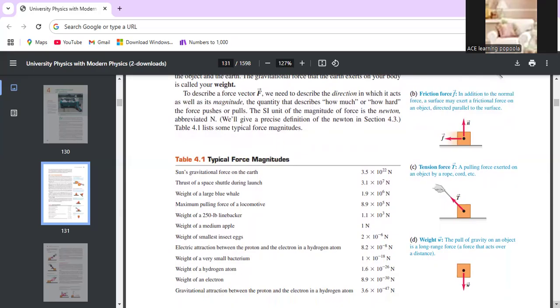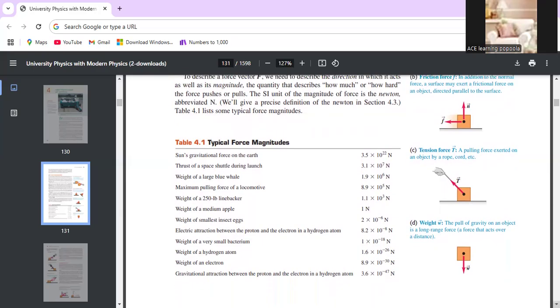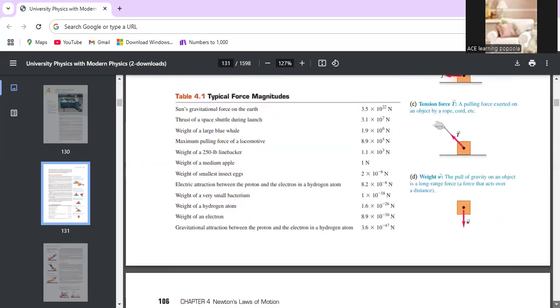Weight is also an example of a contact force, and we can define it as the pull of gravity on an object. That's the amount of pull that the Earth's gravitational field has on an object.